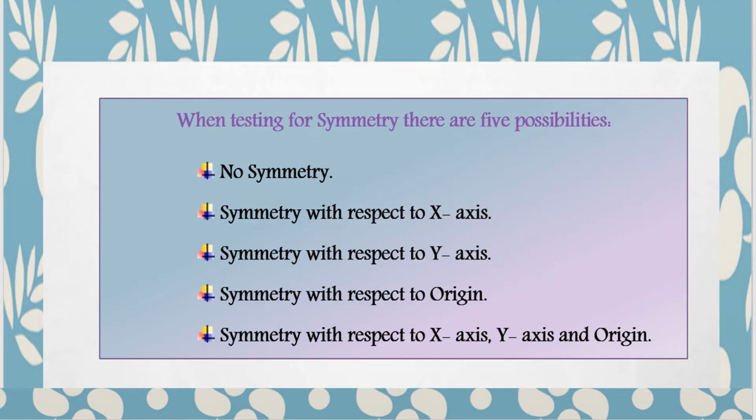And when testing the symmetry, we get 5 possibilities. First, the function is not symmetric at all, or symmetric with respect to the x-axis, or symmetric with respect to the y-axis, or symmetric with respect to the origin, or symmetric with respect to the x-axis, the y-axis and the origin.